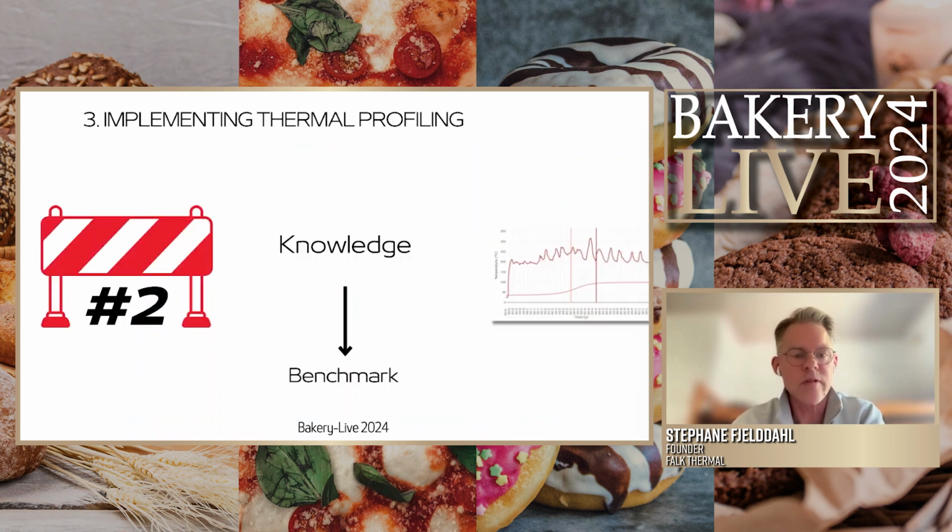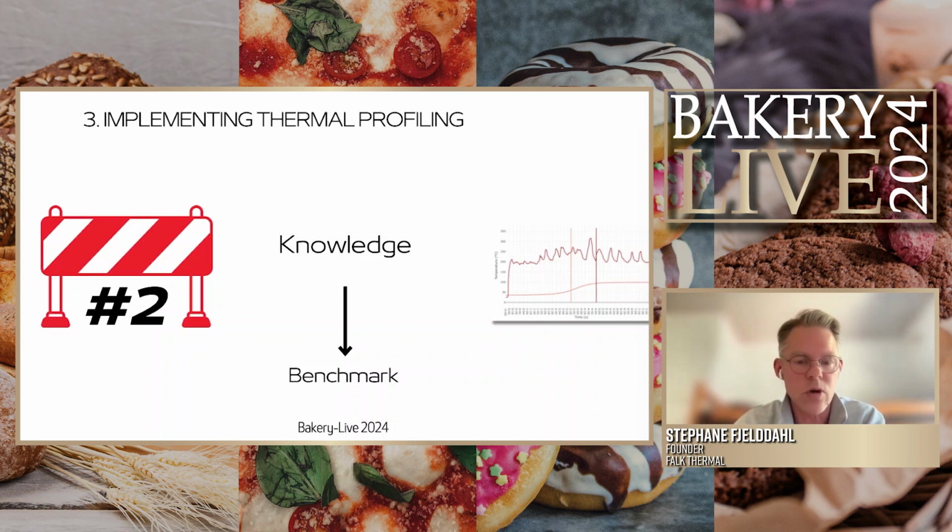The second barrier for thermal profiling is the knowledge. If you are given the chart of a baking curve and you are asked to analyze this, you will end up saying that it's not easy to know if it's a good or a bad bake. But there is a very efficient trick to help analyze the data, and it's basically to benchmark.